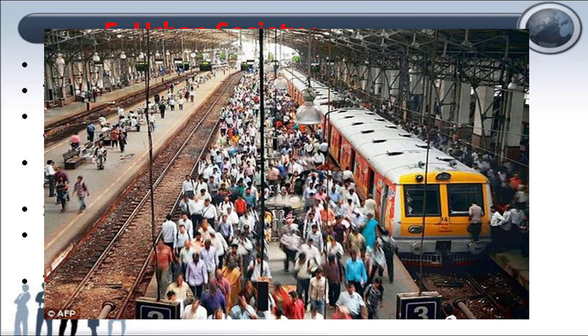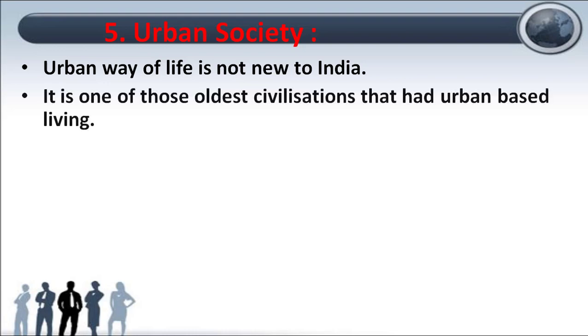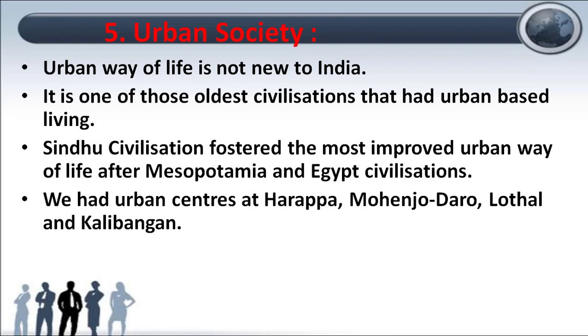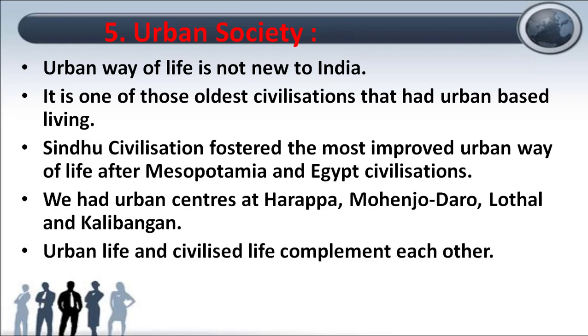In general, we can see this in urban areas. The urban way of life is not new to India. It is one of the oldest civilizations that had urban-based living. The Sindhu civilization fostered the most improved urban way of life after the Mesopotamian and Egyptian civilizations. We had urban centers at Harappa, Mohenjo-daro, Lothal, and Kalibangan.